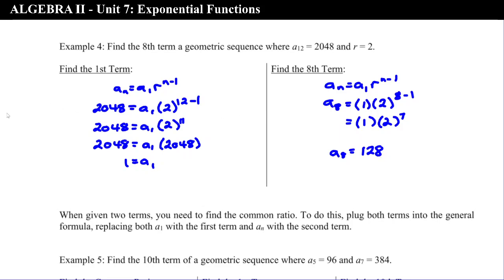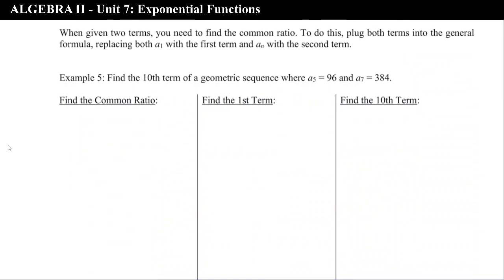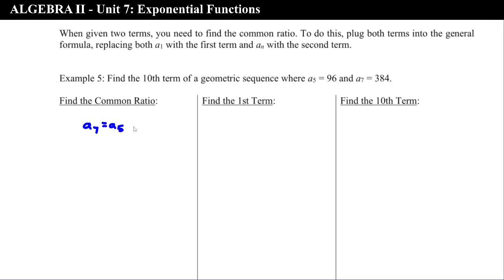All right, when you're given two terms, you need to find a common ratio. To do this, you're going to plug both terms into the general formula, replacing a sub 1 with the first term and a sub n with the second term. So let's find the 10th term of this geometric sequence, where a sub 5 is 96 and a sub 7 is 384. So what we're going to do is set up in our general formula a sub 7 equals a sub 5 times r to the 7 minus 5.